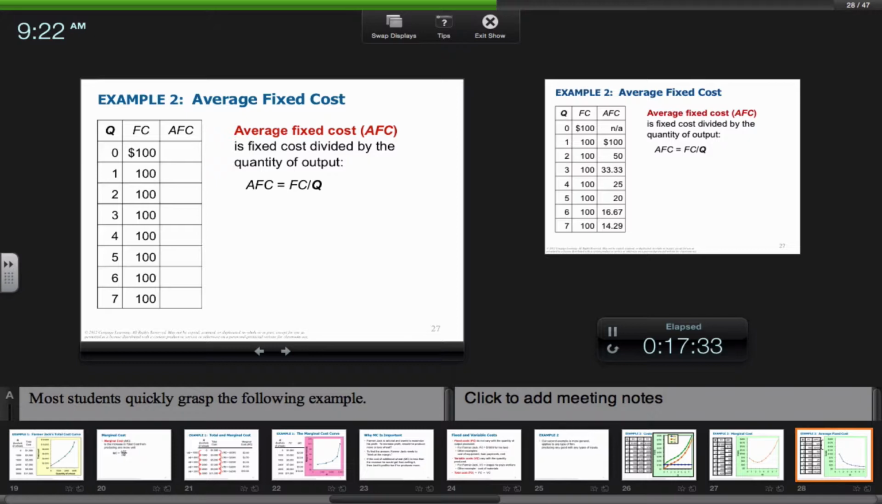I read half of it. Since a fixed cost is always the same, it'll just be 100. Since it's fixed, it's the fixed cost divided by the quantity. As the quantity is increasing, the average fixed cost had better go down.